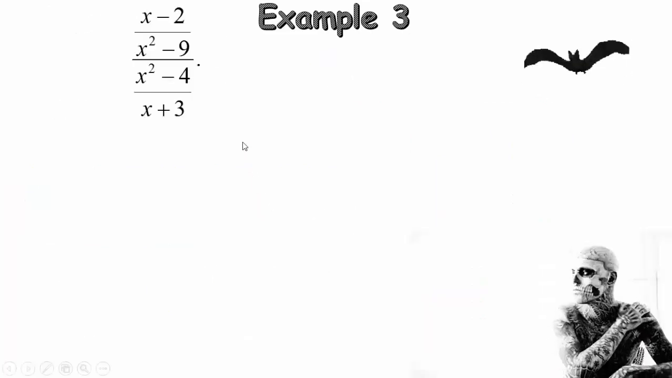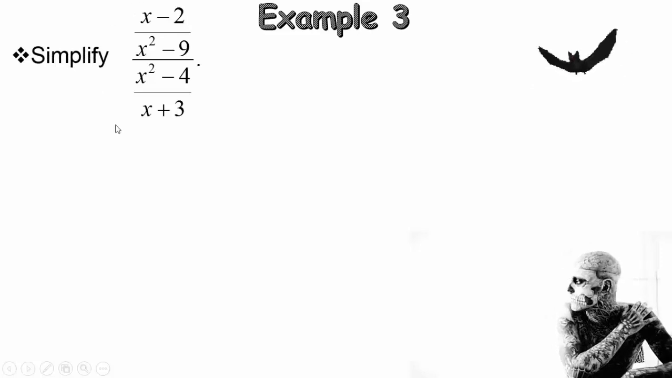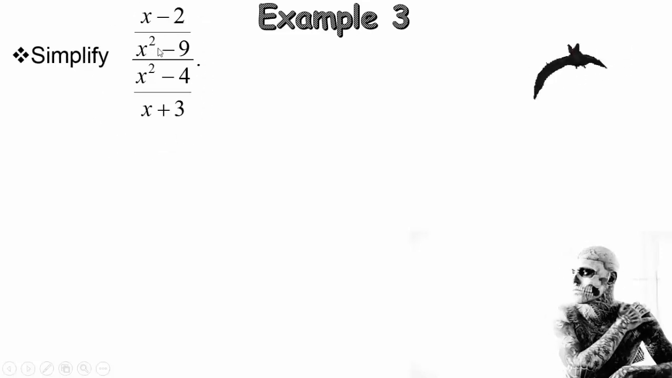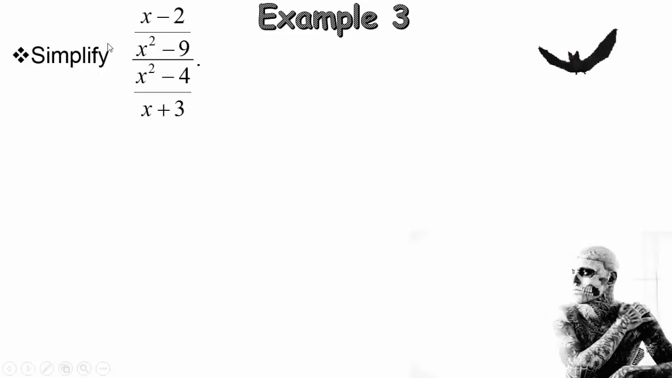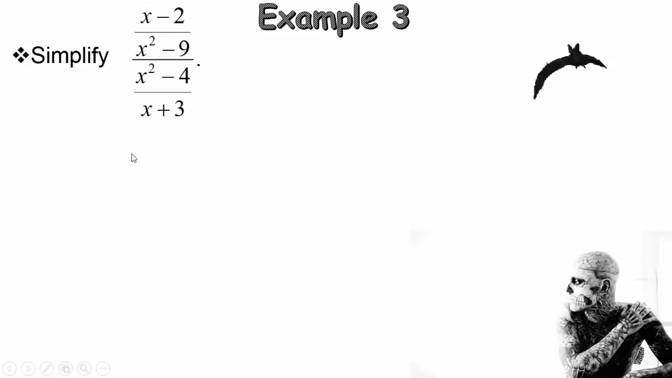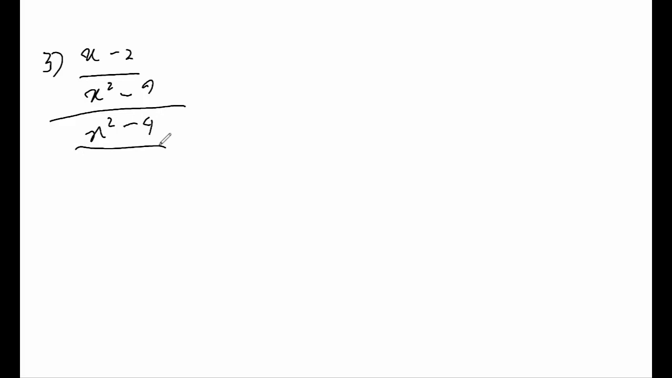So for example 3, we want to simplify this. And as you see here, we're dealing with a situation that's more algebraic. So again, what I'll do is I'll first do it on the whiteboard, and then I'll show you how I do it on the PowerPoint. We have x minus 2 over x squared minus 9. And all of this is over x squared minus 4 over x plus 3.